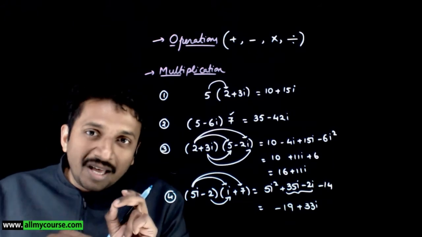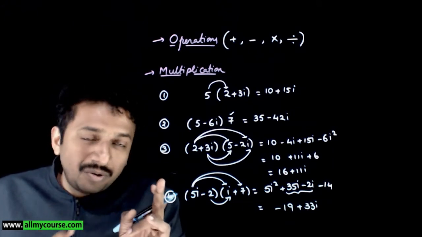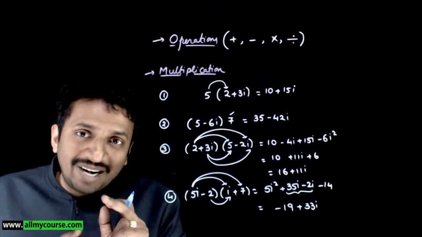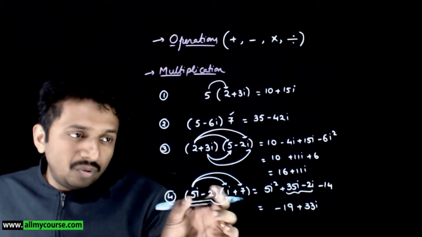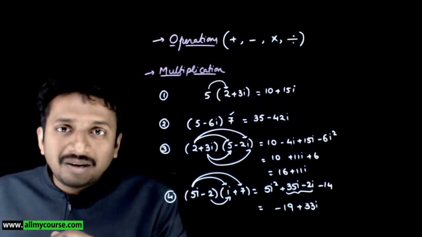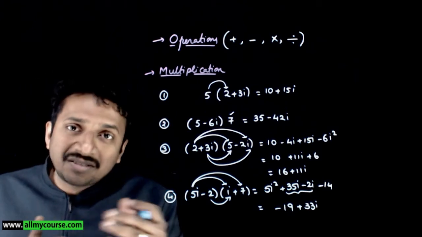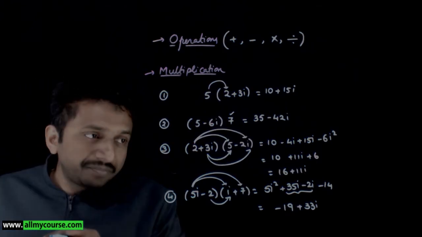So here you need to be careful about i square. You should not write i square as plus 1. You should write i square as minus 1. So if you remember that, the remaining, everything else is as you know already.